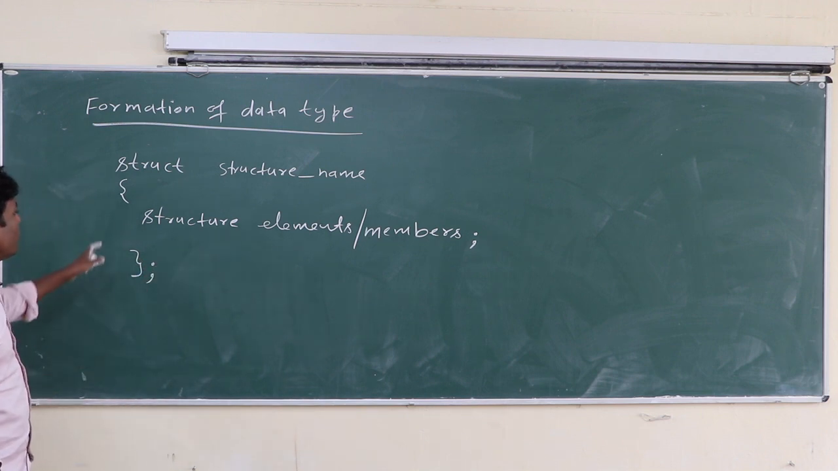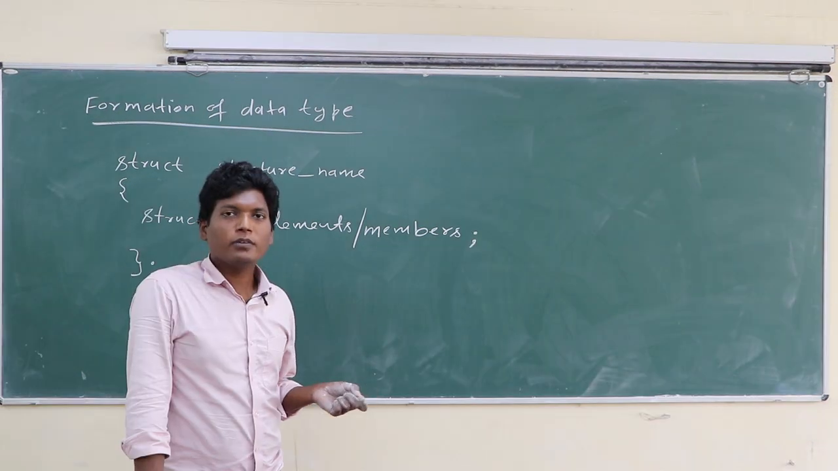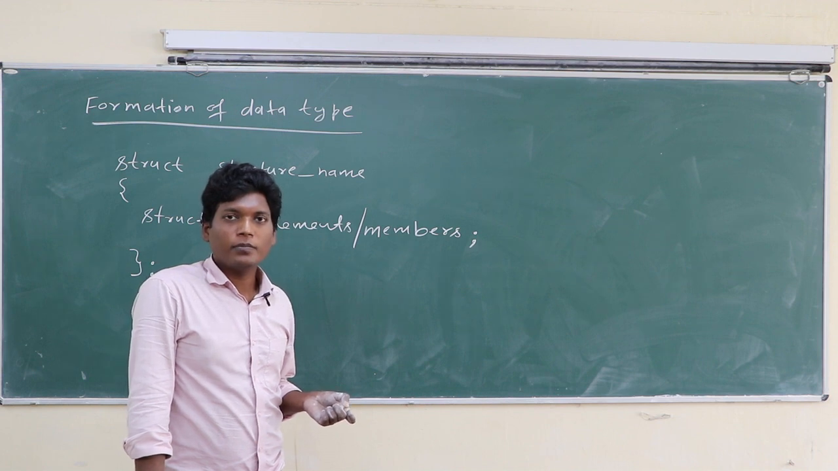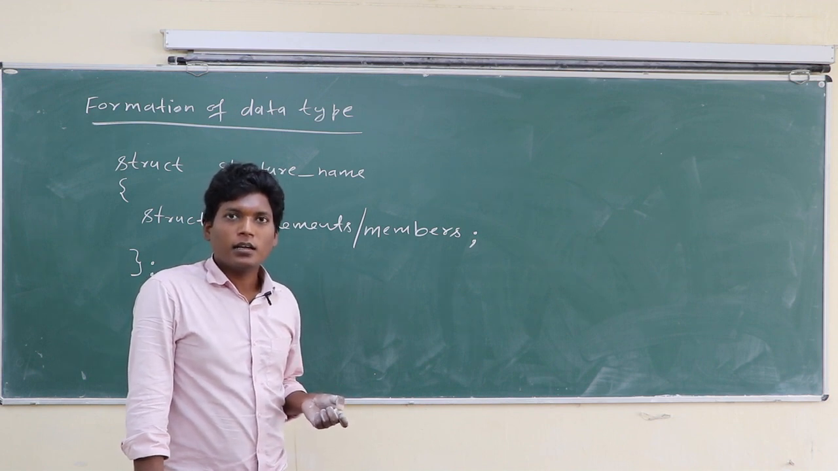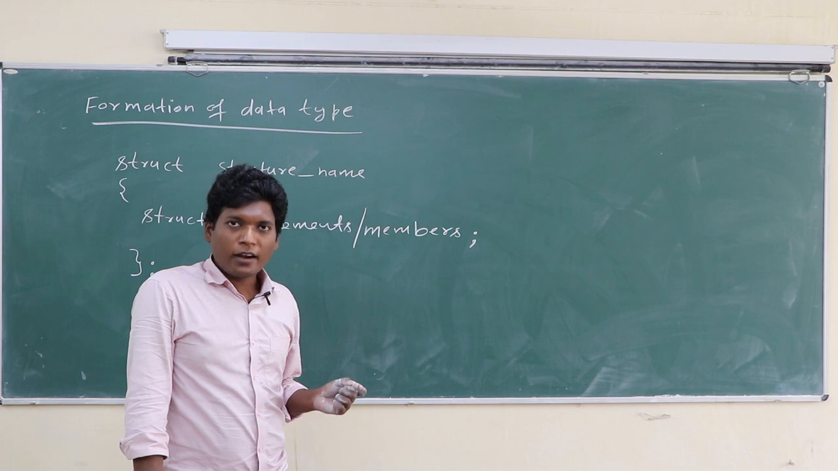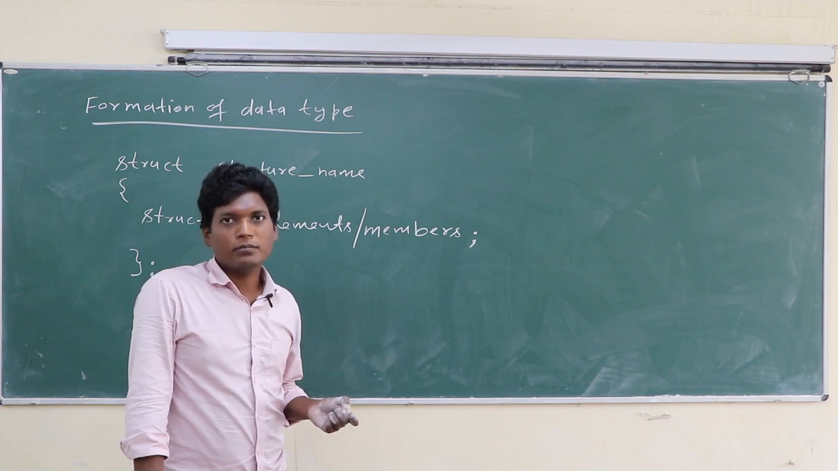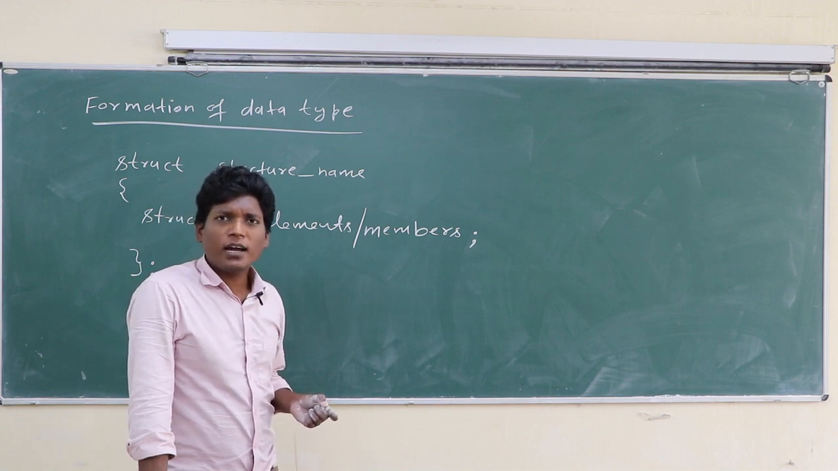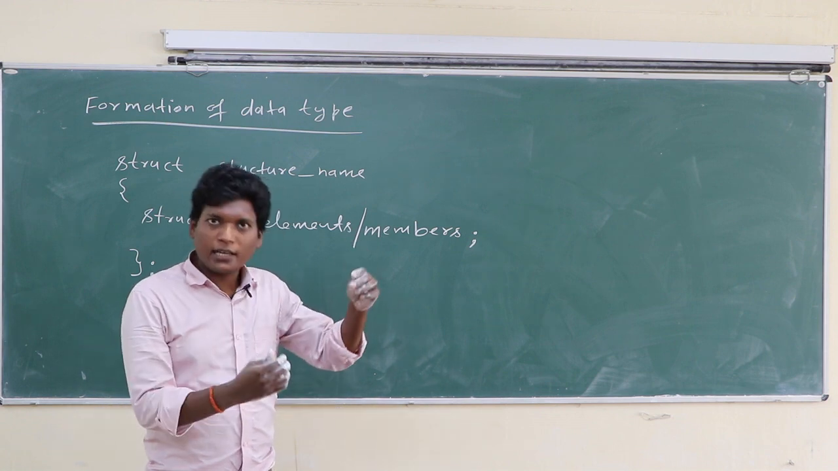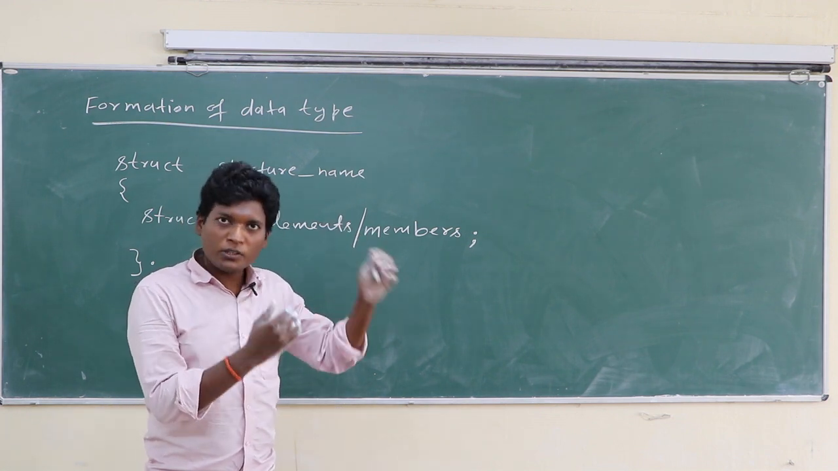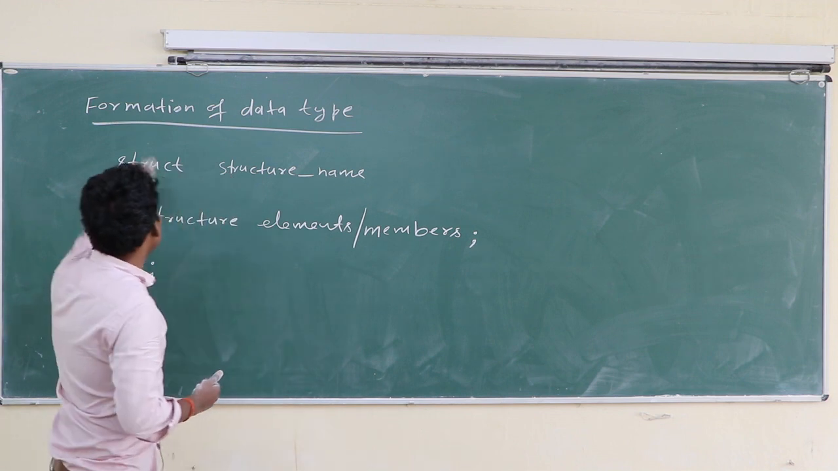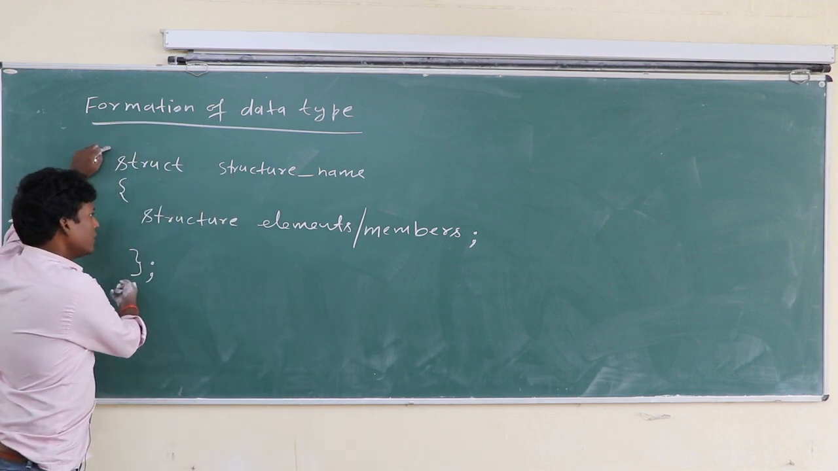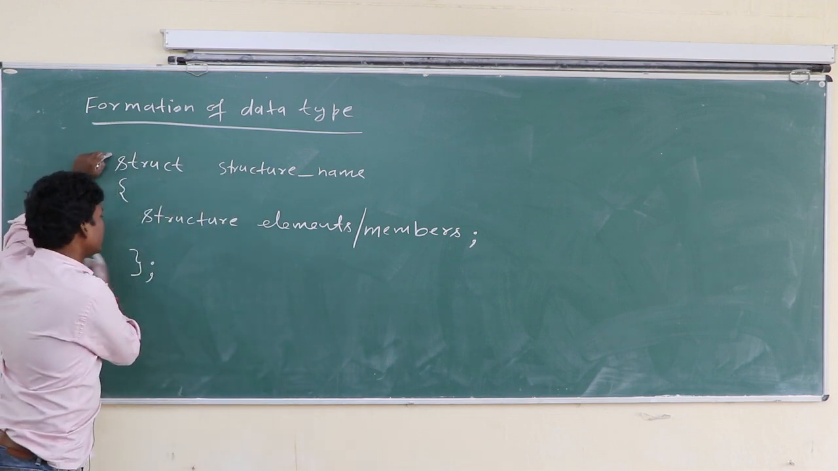Class, this is the formation of data type. Int, float, char, long, double are the fundamental data types. Array is a derived data type. Array is derived from the fundamental data types. But structure is a user defined data type. So first we define the data type. First we form the data type.